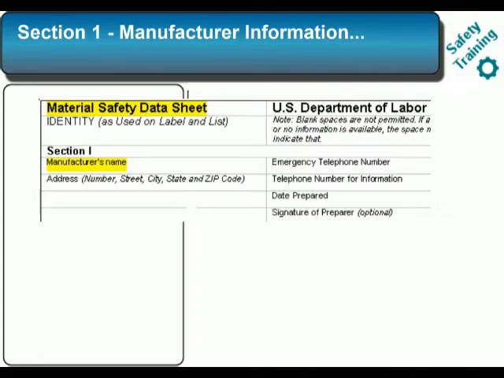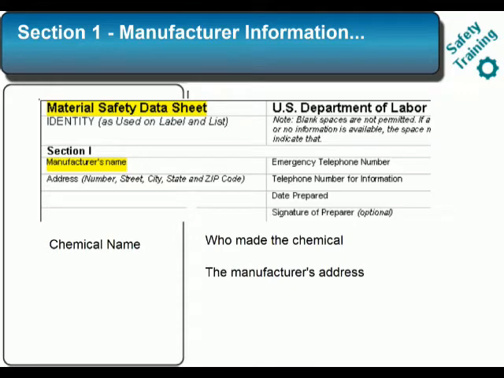While there is no required standard format for material safety data sheets, most manufacturers list their information in 8 sections. The first section contains information such as the chemical name, who made the chemical, the manufacturer's address, information and emergency phone numbers, and the date the MSDS was written.